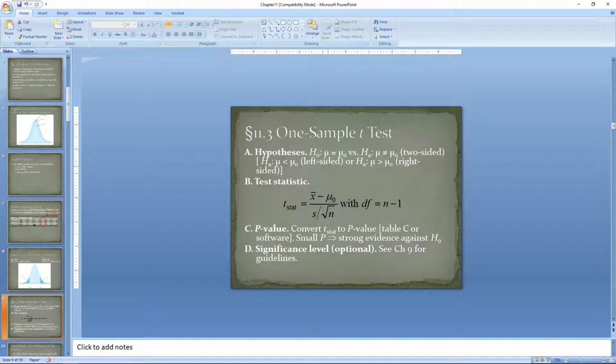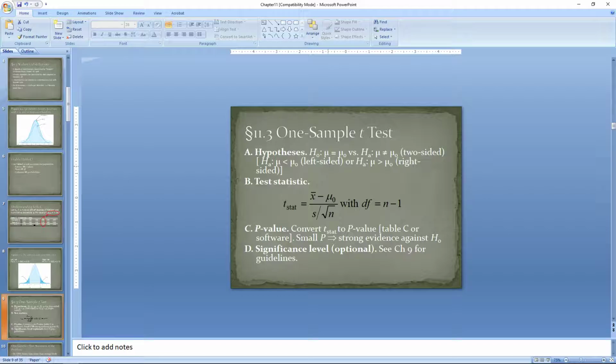We're going to set up our hypotheses, and now our hypothesis testing is going to be a little more formal. We have our null hypothesis, which states that there's no difference, and an alternative hypothesis, which could state not equal to, which is a two-sided test, or less than the null hypothesis, a left-sided test, or greater than the null hypothesis, a right-sided test.